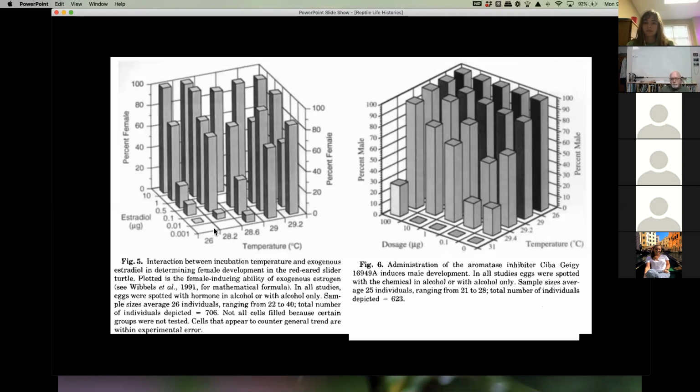Yep. Continue. And so as you add estradiol, even at low temperatures, you can see that it overcomes the amount of male producing hormone that's being produced. And so as more estradiol is introduced to those embryos, the percent female goes up even at low temperatures. Yep. Kiara, take us through figure 6.